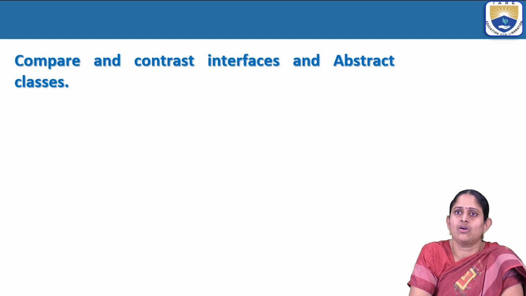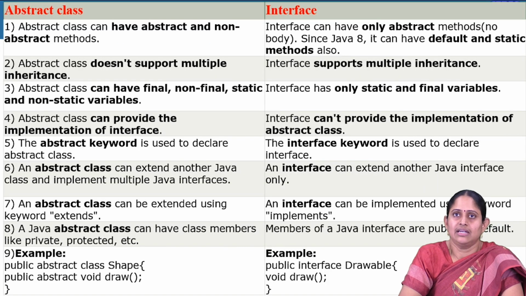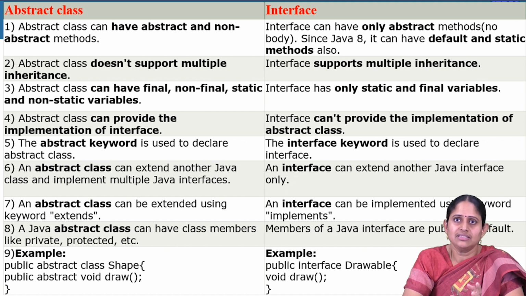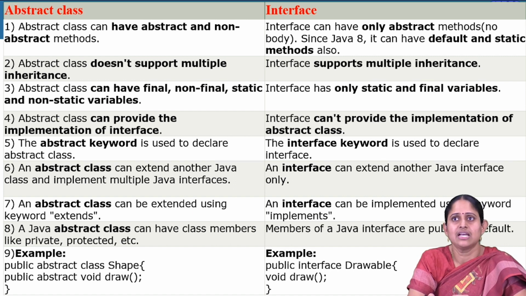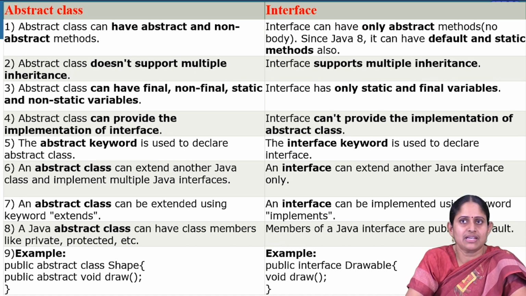Next is to compare and contrast interfaces and abstract classes. The abstract class and interfaces are two means by which we can achieve abstraction in Java. But the abstract class is partial abstraction, whereas interface is complete abstraction. So in an abstract class, we can have abstract as well as non-abstract methods. It does not support multiple inheritance.